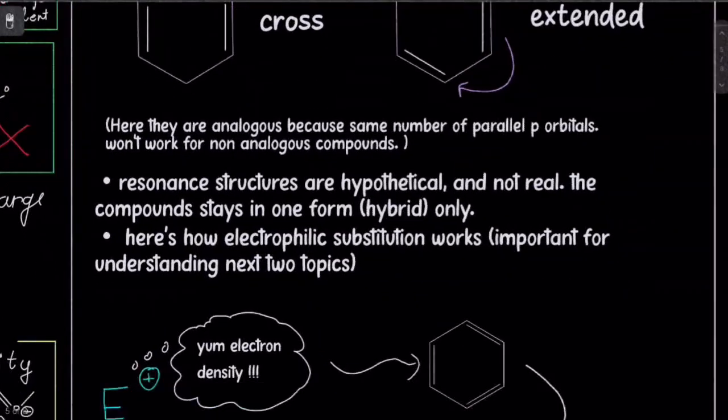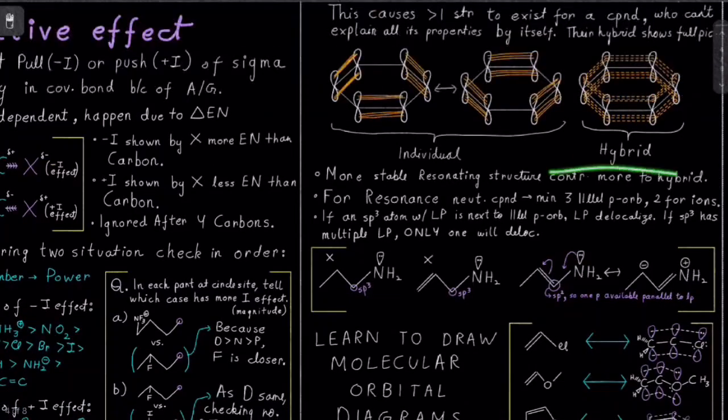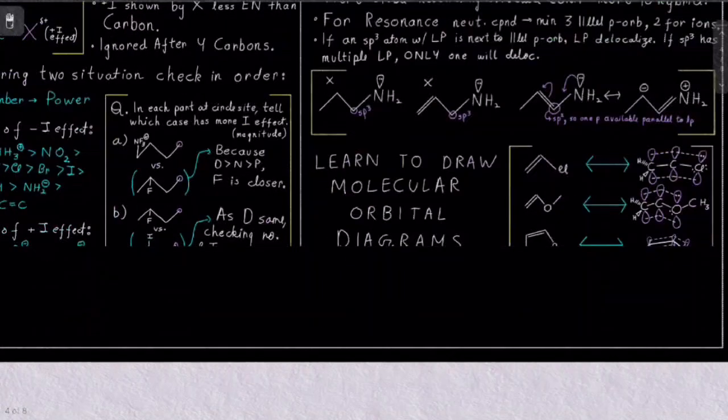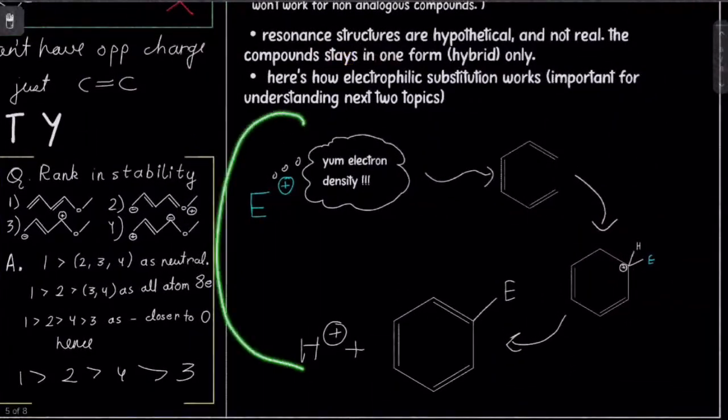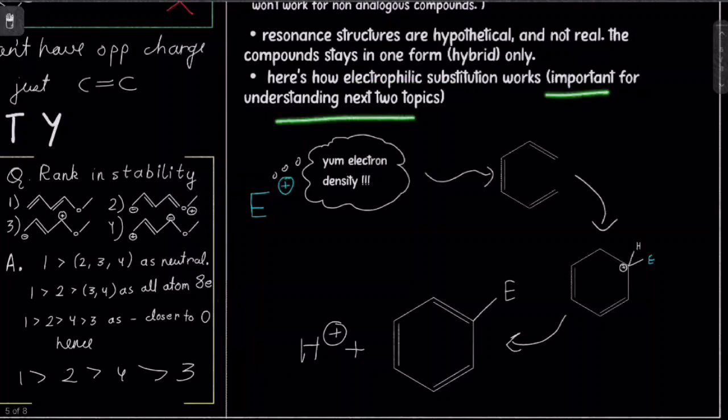And resonance structures are hypothetical. They are not real. And the compound stays in one form, which is a hybrid form only. I just told you this is a real picture, the full picture of the compound. And this is basically the mechanism of how electrophilic aromatic substitution works. It is important for understanding the next two topics.